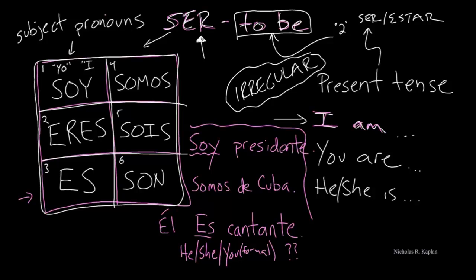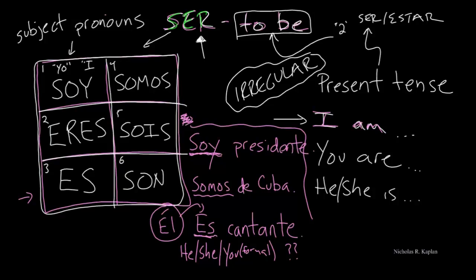Now up here with soy, I could have used the subject pronoun yo, but I didn't because in Spanish, we don't have to. We can leave it out. Because this right here says I am. We are. But this says he is, she is, you are. And so we put the él out here to clarify what it is we're talking about.